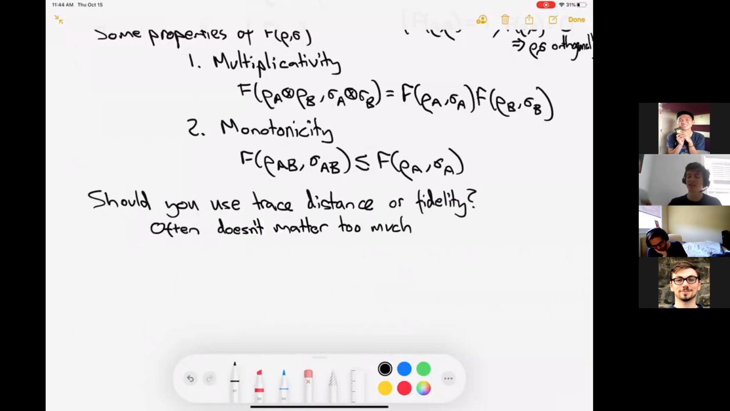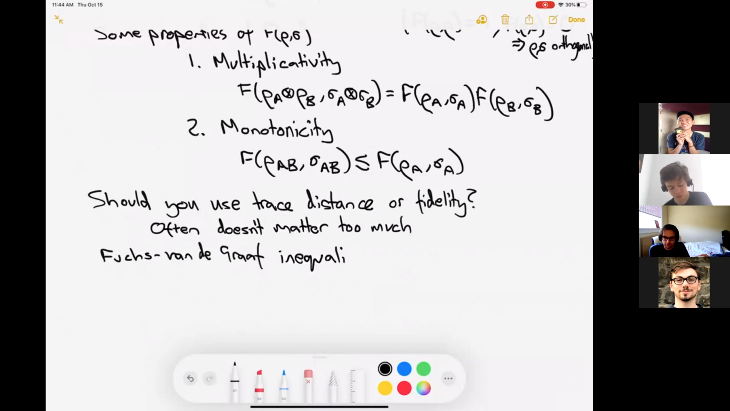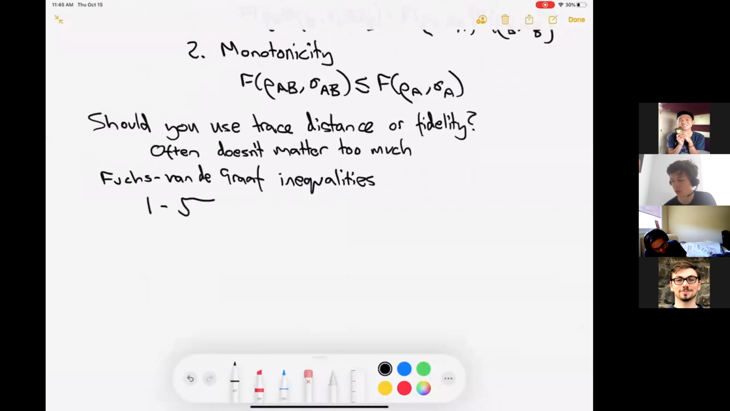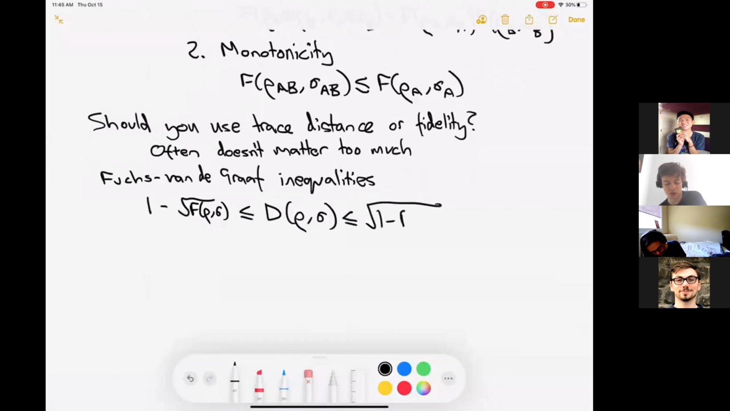And that's because they're actually related by what are called the Fuchs-van de Graaf inequalities, which say that 1 minus the square root of the fidelity is less than or equal to the trace distance, but the trace distance in turn is less than or equal to the square root of 1 minus the fidelity.